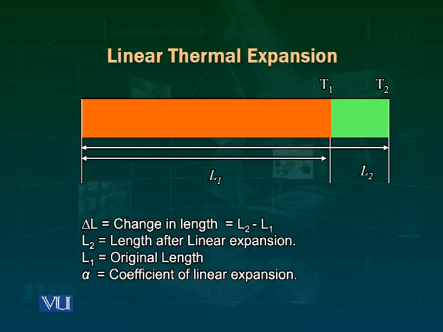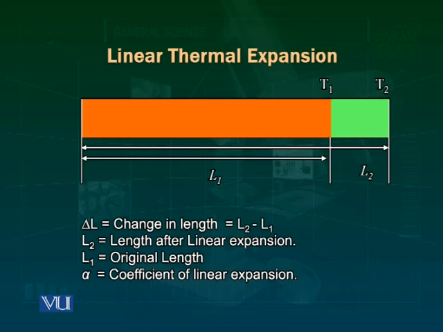to the original length. Like we stated, if it's a smaller rod, the expansion will be smaller. If it's a larger rod, the expansion would, of course, be of a larger amount. Therefore, the change in length, that is L2 minus L1, has to be proportional to the original length, which is L1. We also know that the change in length has to be proportional to the change in temperature. For a larger temperature change, you should get a larger expansion.